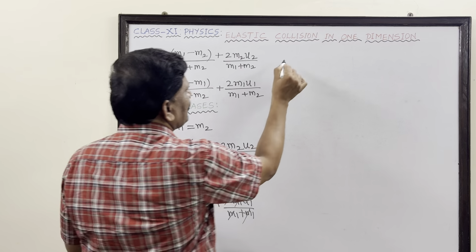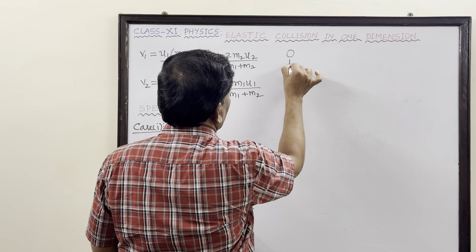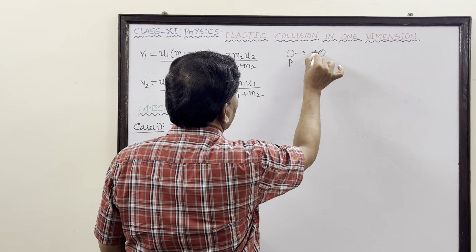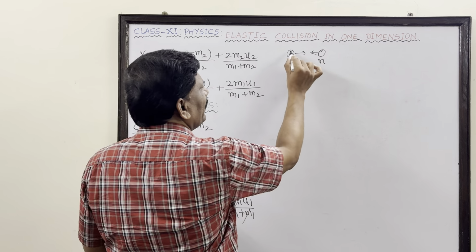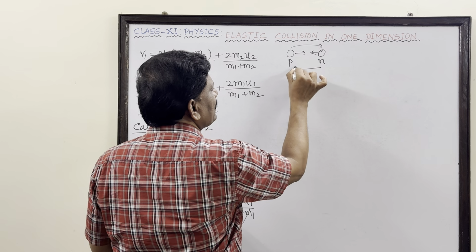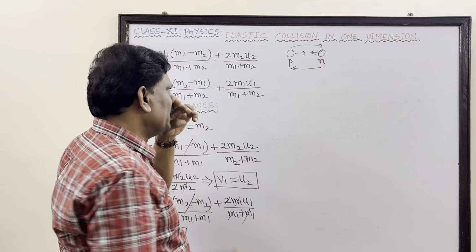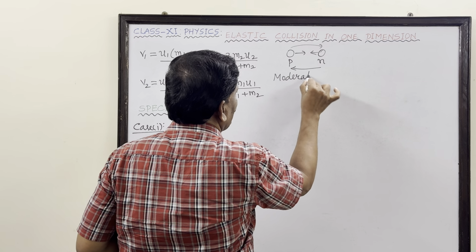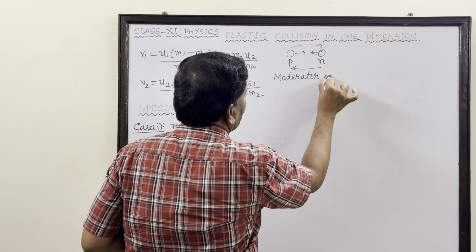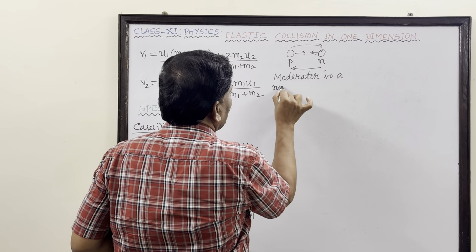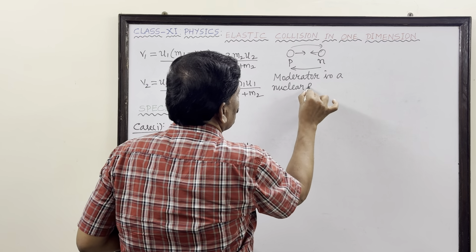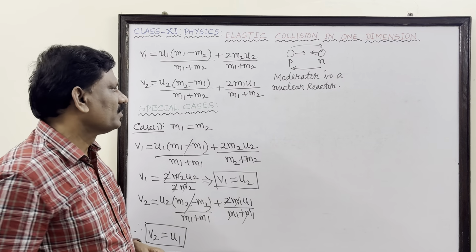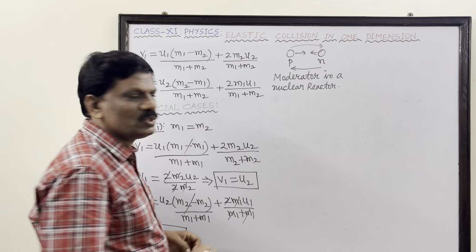So here children, suppose you take a proton and a neutron, if they collide with each other, they will interchange their velocities like this. This action is called moderation. So in the case of the moderator in a nuclear reactor, this application is involved. Now we will go to case 2.